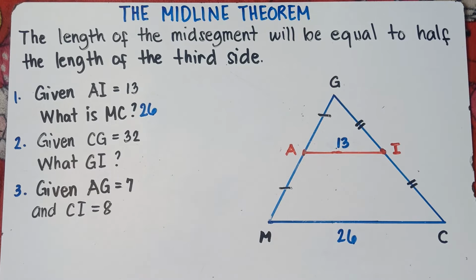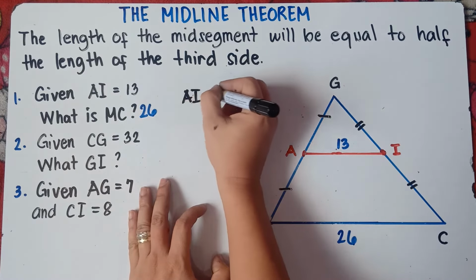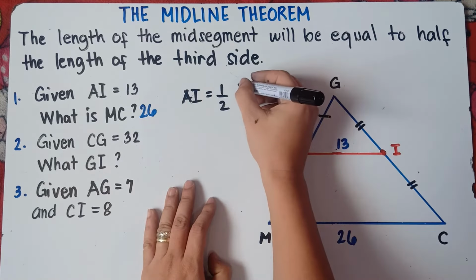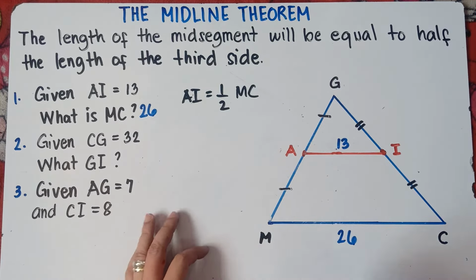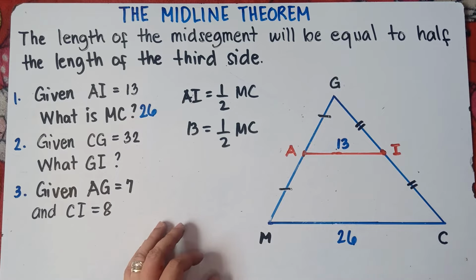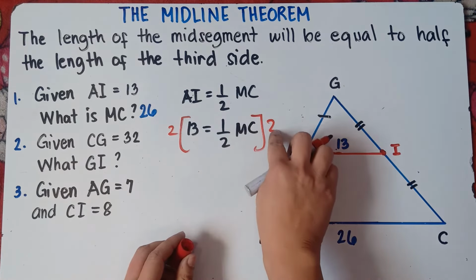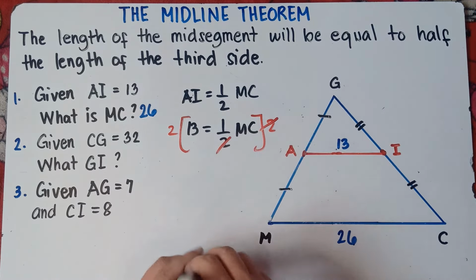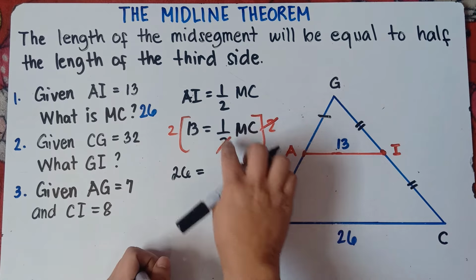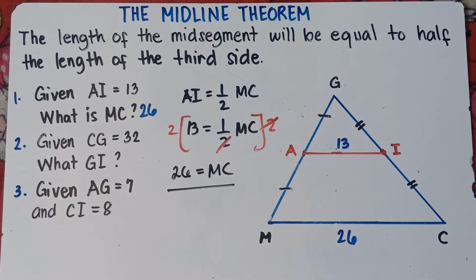Now, if the teacher asks for the solution, this will be your solution, class. Once again, the length of the mid-segment is half the length of the third side. So AI, the length of the mid-segment, is 1/2 the length of MC. We have given AI, that is 13, equals 1/2 of MC. We're looking for MC. To get the value of MC, simply multiply both sides by 2 so that we can cancel this out. We can cancel this 2, because 2 divided by 2 is 1. Then simply multiply 2 times 13, that is 26, equals MC times 1, that is MC. That's the solution, class. But for me, it's better to just simply multiply 13 by 2 and you will get the answer, just in case the teacher asks for the solution.